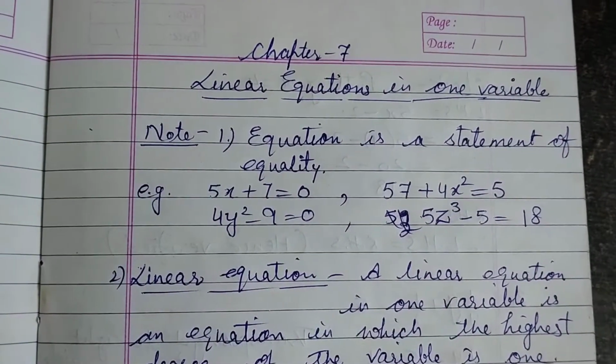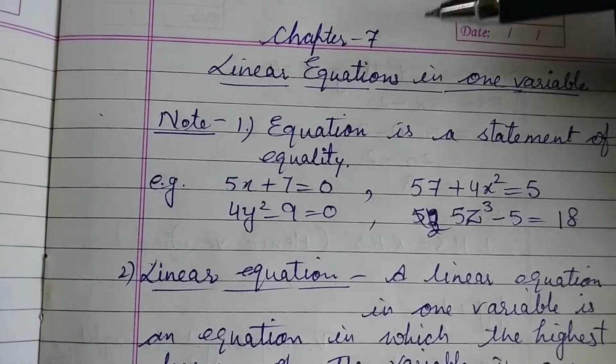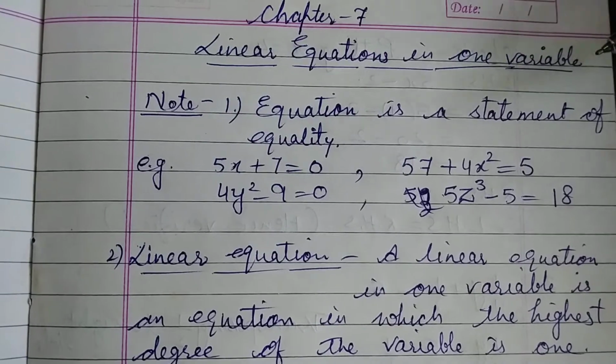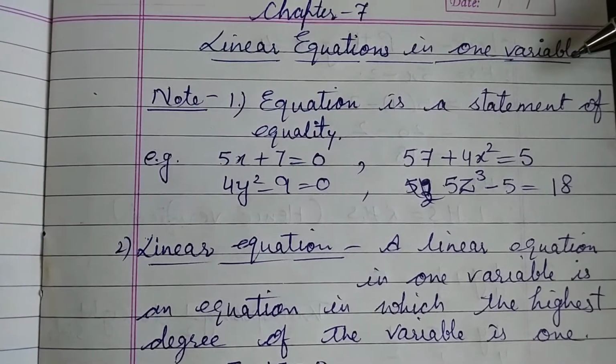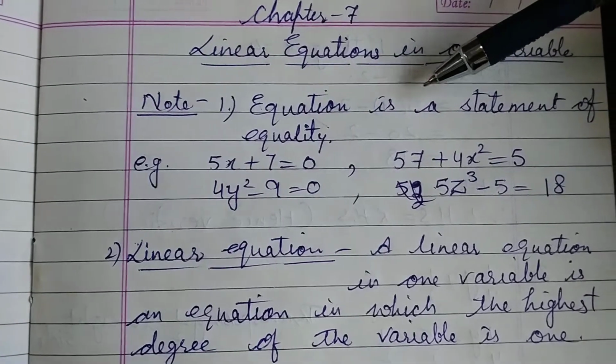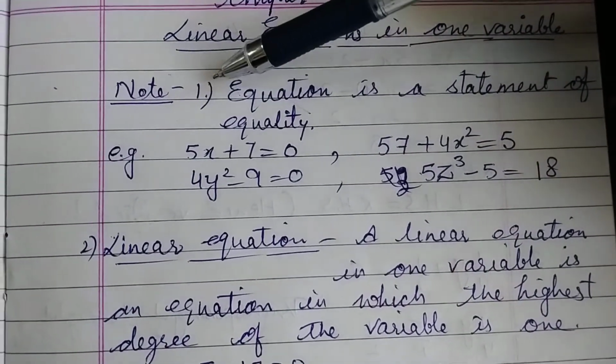Good morning, students. Today we are going to start the next chapter, chapter 7, which is linear equations in one variable. Before starting our worksheets, firstly we will see what an equation is. Okay. Firstly, you will write down in your notebooks, also note.